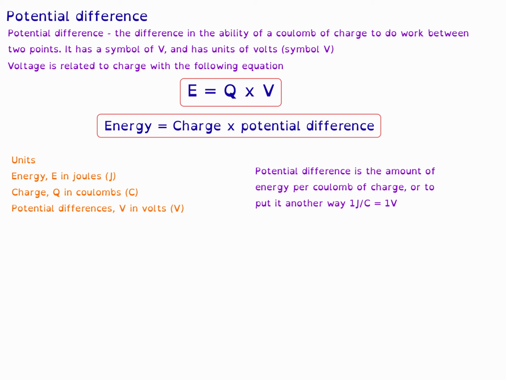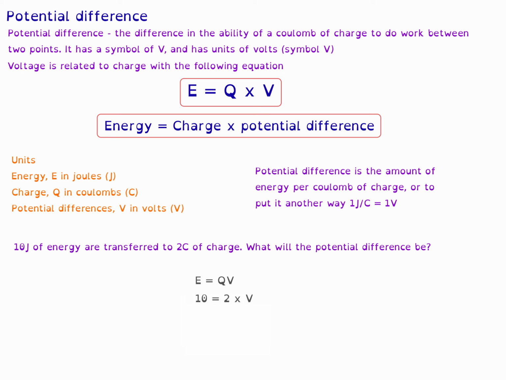Potential difference is the amount of energy per coulomb of charge, or to put it another way, 1 joule per coulomb equals 1 volt. 10 joules of energy are transferred to 2 coulombs of charge. What will the potential difference be? So we start with our equation, E equals Q times V, then substitute in our numbers from the information in the question, so that's 10 equals 2 times V. Then we need to make V the subject, so we need to divide through by 2, and that gives us 10 divided by 2, which equals V, and that gives us a final answer of 5 volts.